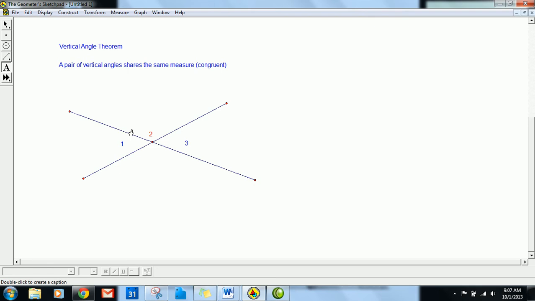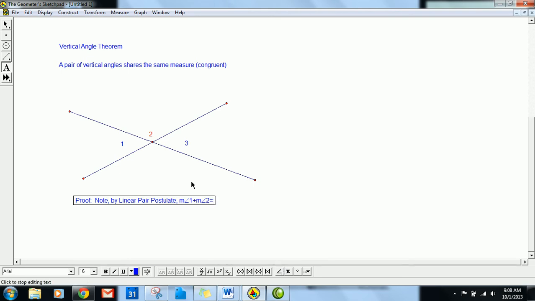The first thing I want to notice is, what do you know about angle 1 and 2? That's correct, they're supplements. Those are called a linear pair. So 1 and 2 have to add up to be, here's my proof, the first step. Note by linear pairs, we call that the linear pair postulate, angles 1 and 2 are a linear pair, so they have to add up to be 180. So I'll write that the measure of angle 1 plus the measure of angle 2 equals 180. It's a straight angle.